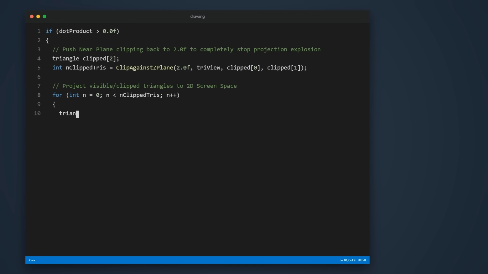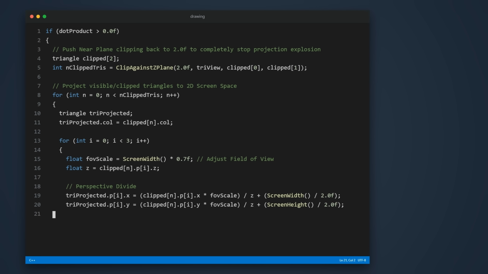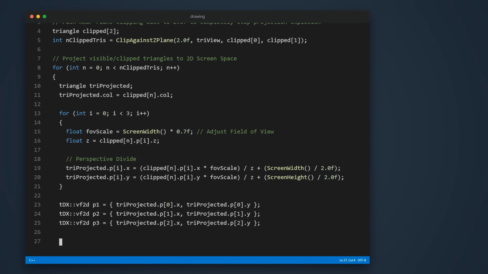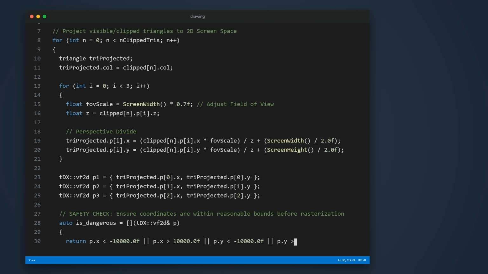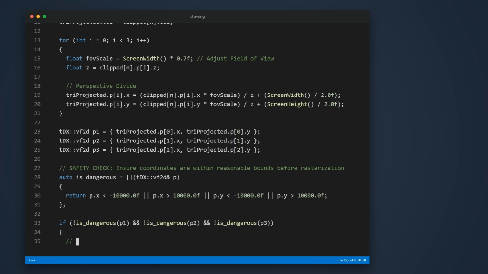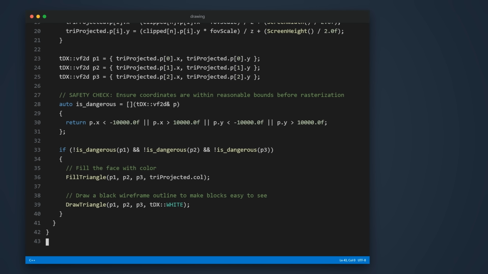And finally, just to be absolutely bulletproof, right before we call fillTriangle, I added a quick safety check, because even with clipping, extreme edge cases can occasionally throw a 2D screen coordinate out to negative 10,000 pixels. This little boundary check just ensures we don't accidentally ask to draw a triangle the size of a continent, which would lock up the program. I'll plug all of this into our pipeline, and now let's walk.